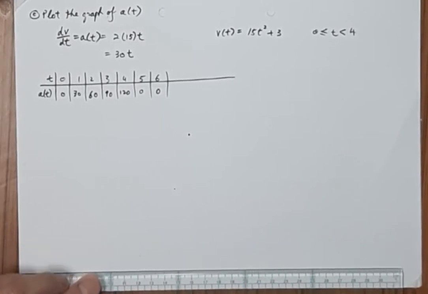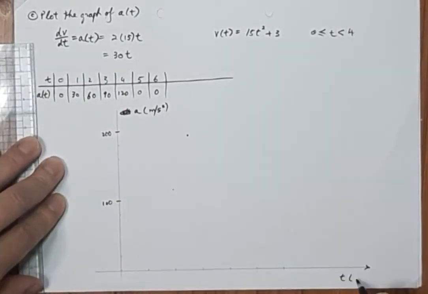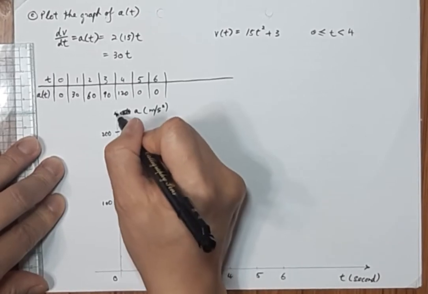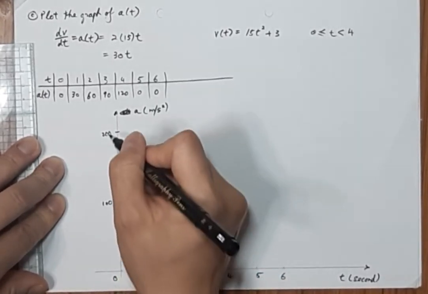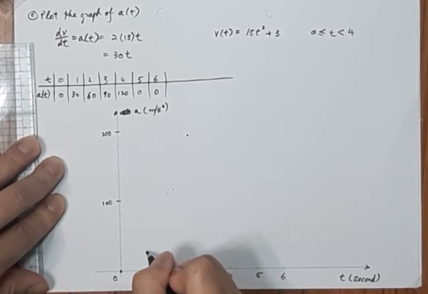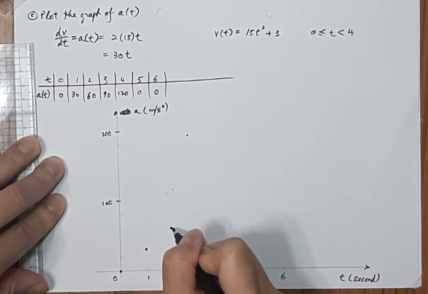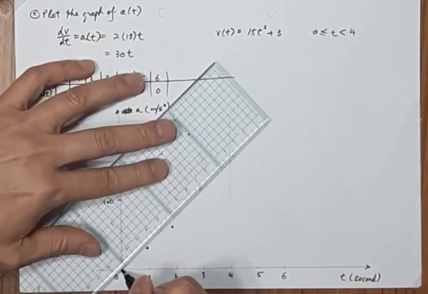And now we plot the graph of a(t). The x-axis is t, measured in seconds, 1, 2, 3, 4, 5, 6 seconds. The y-axis is a, measured in meters per second squared, 100 meters per second squared and 200 meters per second squared. When t is equal to 0, the acceleration is equal to 0. When t equals 1, the acceleration is equal to 30, and 60. So it should be a straight line until t equals 4.